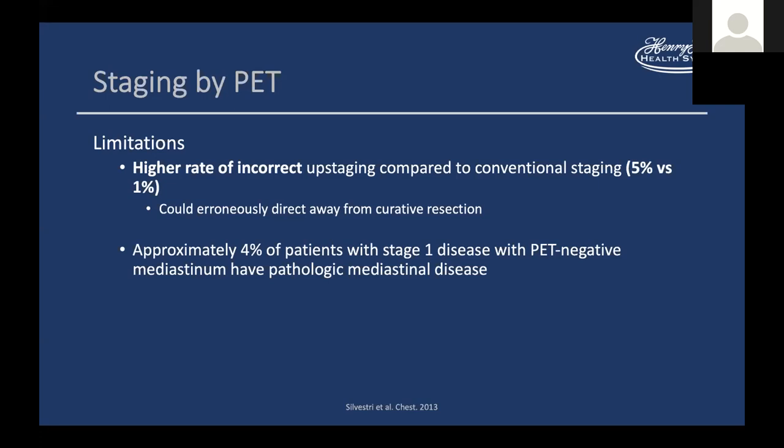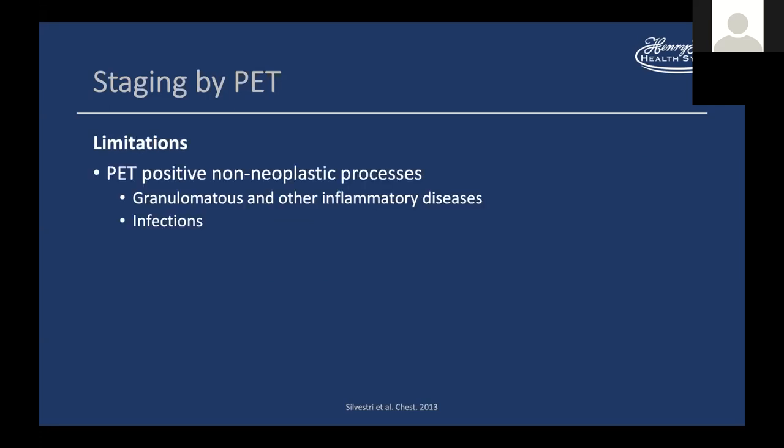And then at the same time, about 4% of the patients with stage 1 disease that were PET negative were then found to have positive mediastinal disease. So it can also over and under stage, similar to CT scan, but the rates are lower. What are additional limitations to PET?